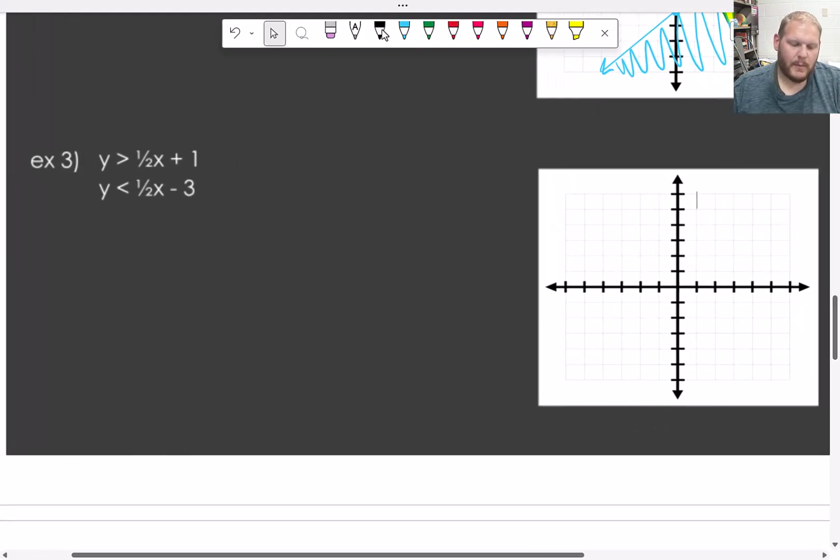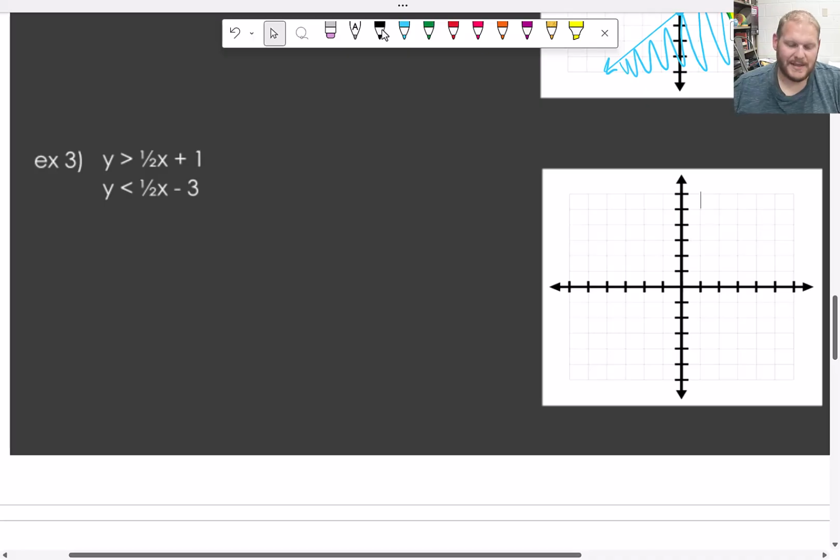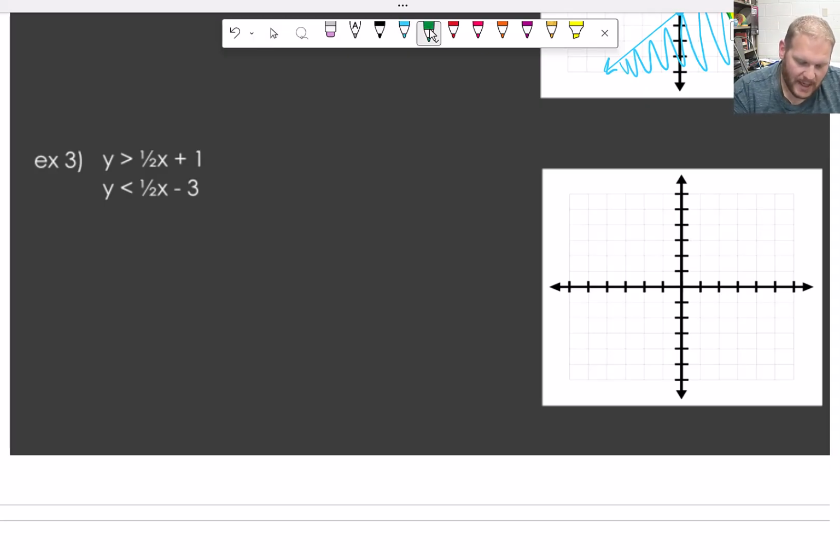My bottom inequality is y is less than 1/2 x minus 3. So I'm going to do the same thing. I'm going to do my top inequality in green. So positive 1 is my y-intercept. I am up 1 over 2 for my boundary. And I'm going to do it a little bit nicer to make sure we can get a nice clean boundary.